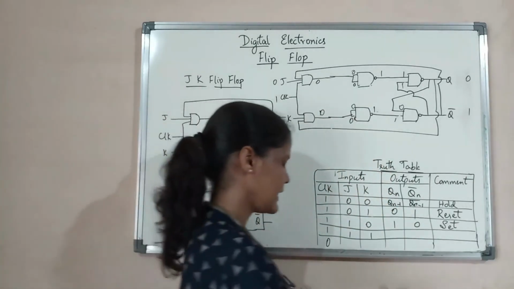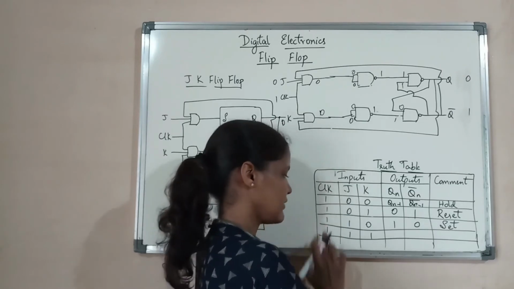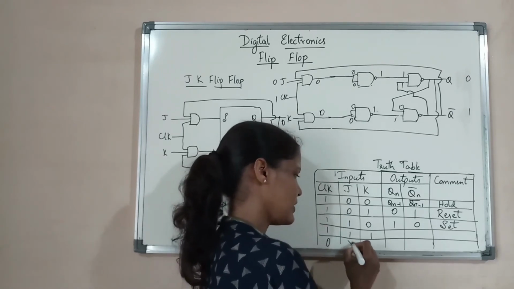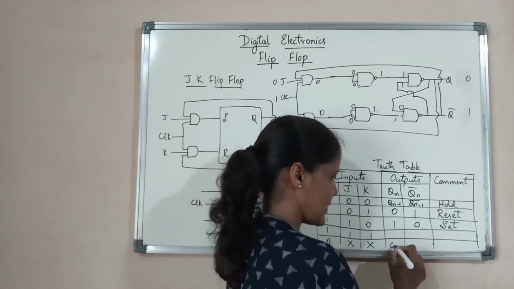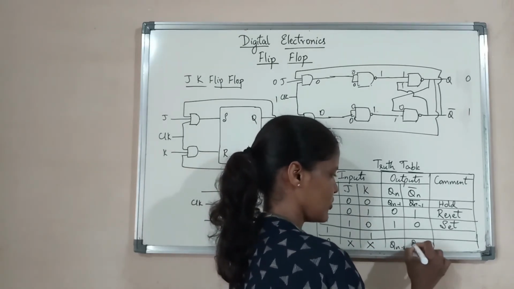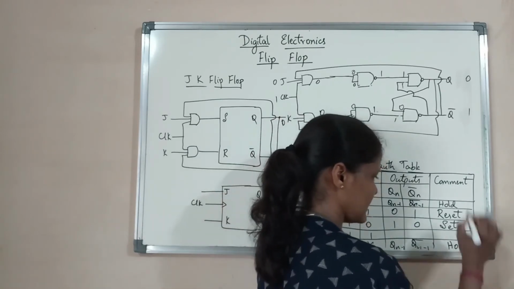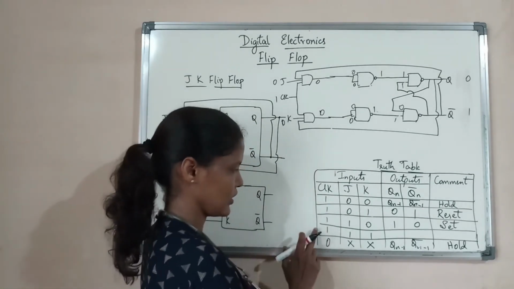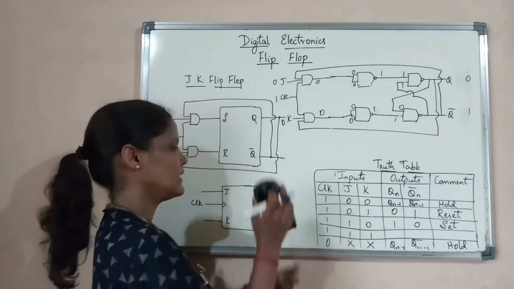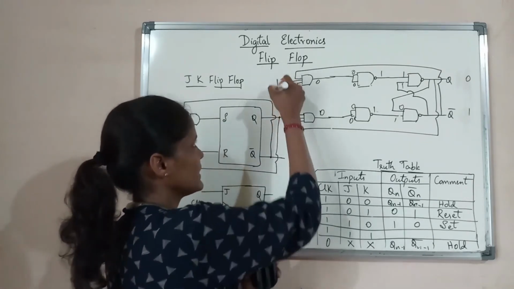Clear? A similar thing happens for this last condition, that is when clock is equal to 0, the input conditions can be anything, the output will remain in its previous state, Qn minus 1, Qn minus 1 whole bar, which is called the hold condition. Now let us check this last condition. Clock pulse is 1, and JK value is also 1. Let us change all this.